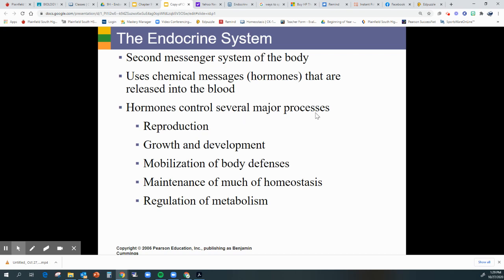Hormones can control several different processes in the body. You can see them here. They are reproduction, growth and development, mobilization of body defenses, so immune system responses, maintenance of homeostasis, so being able to maintain blood pressure, water retention, could be blood cell production itself, and also regulating metabolism specifically.